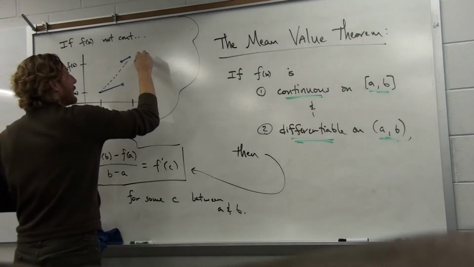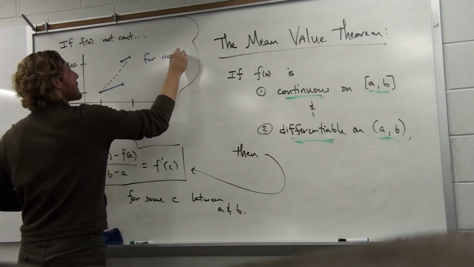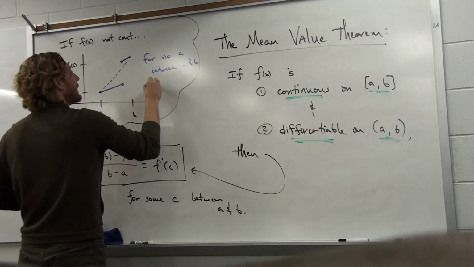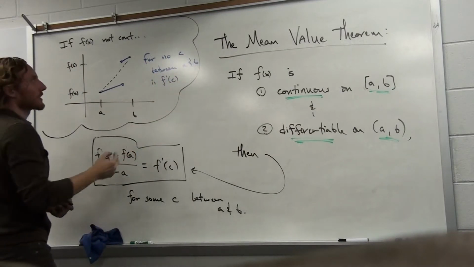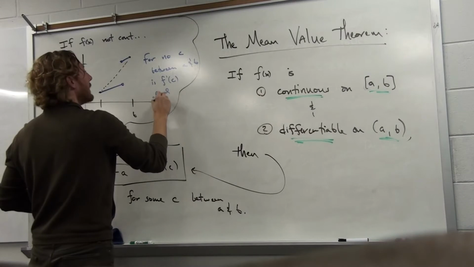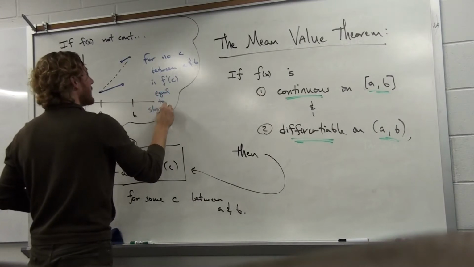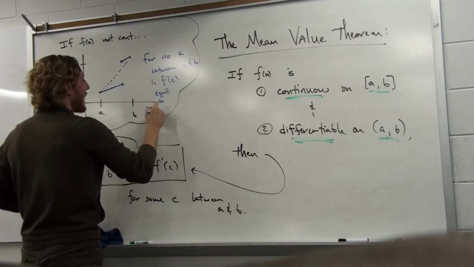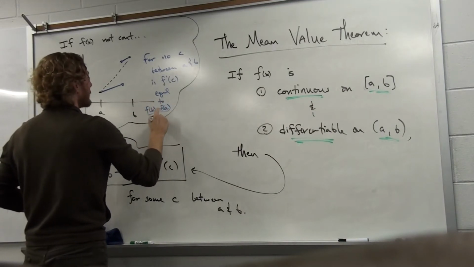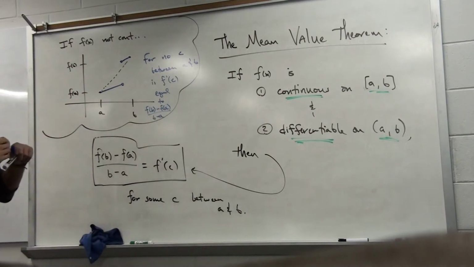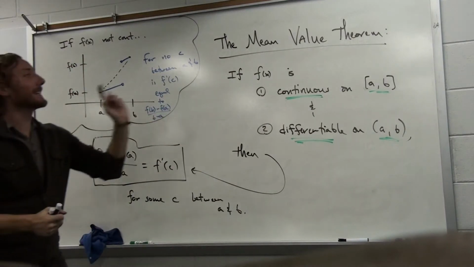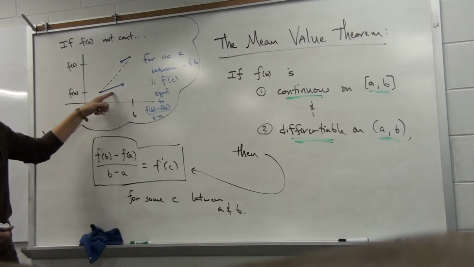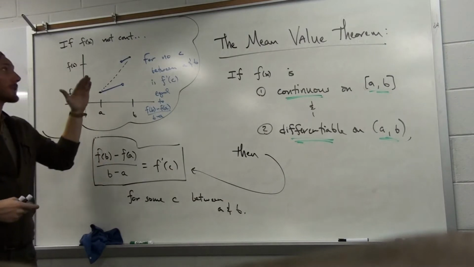And note, for no c between a and b is the tangent slope equal to the slope of the dashed line. And let me just write that out. The slope of the dashed line is f of b minus f of a over b minus a. So, long story short, if we're not continuous, it's possible for there to be no point where the tangent slope would be equal to the slope of the dashed line.